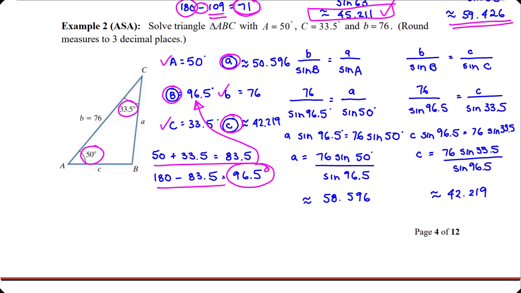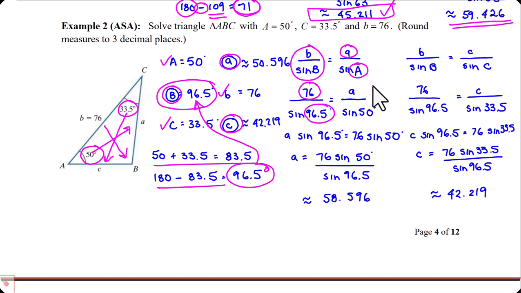Notice that at the beginning I had an angle, but I didn't know the opposite side. I had a side, but I didn't know the opposite angle. I had an angle, but I didn't know the opposite side. So the law of sines can't be used yet, but since I just found angle B, then this fraction is now complete. I know what side B is, and I know what angle B is. And so to find side A, since I already know angle A, I'll use this fraction. Cross multiply, divide to get A by itself, and we get this amount.